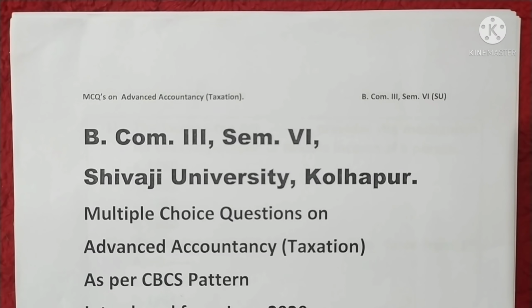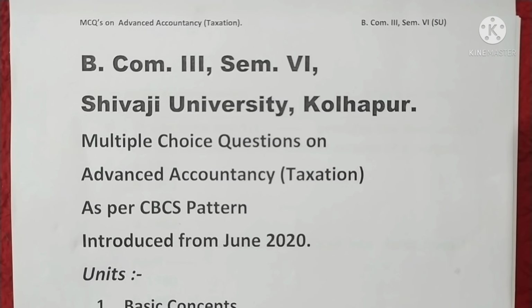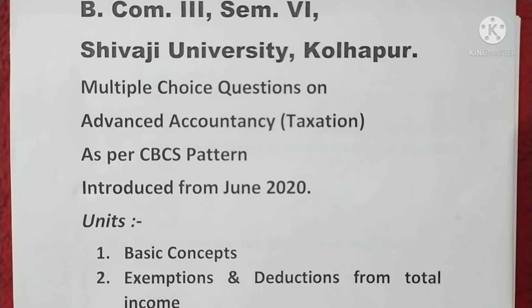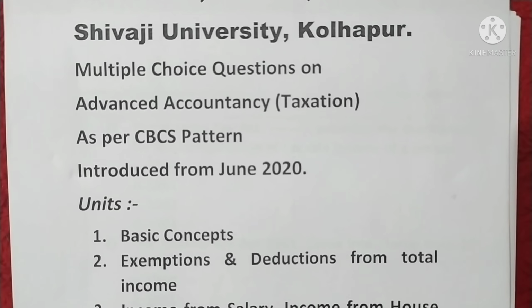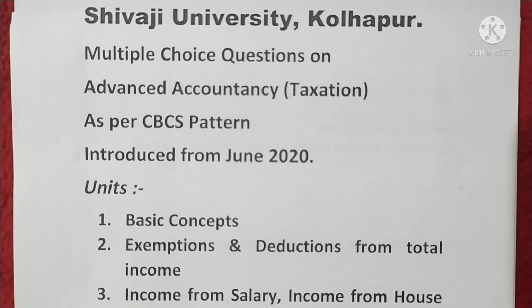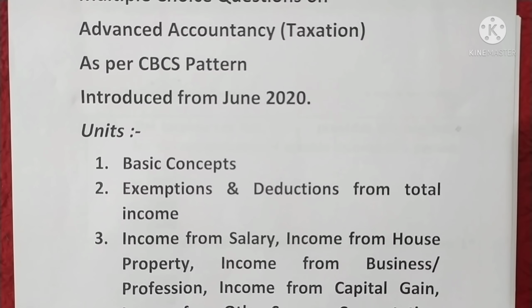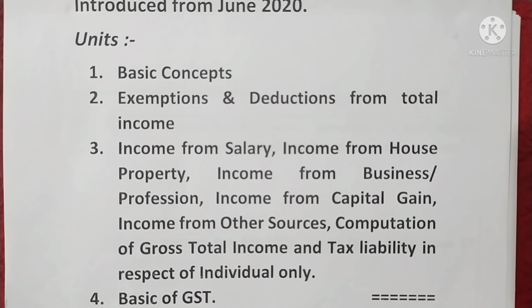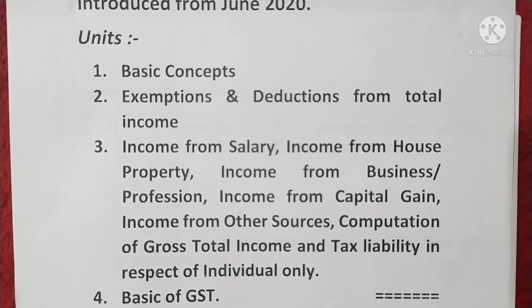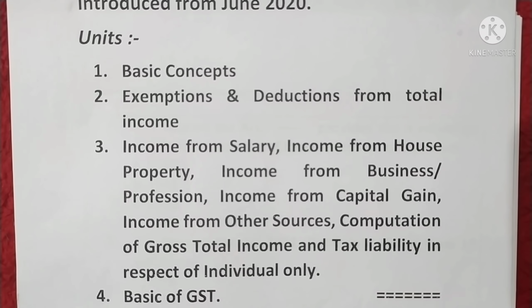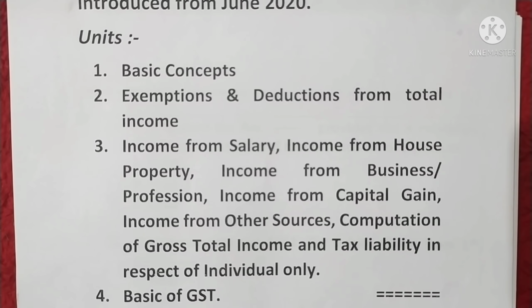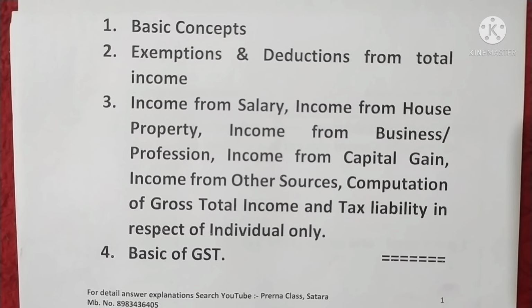We are going to discuss the multiple choice questions on Advanced Accountancy Taxation as per the CBCS pattern, introduced from June 2020. Units covered: basic concepts, exemption and deduction from total income, income from salary, income from house property, income from business profession, income from capital gains, income from other sources, computation of gross total income and tax liability in respect of individual only, basic of GST.